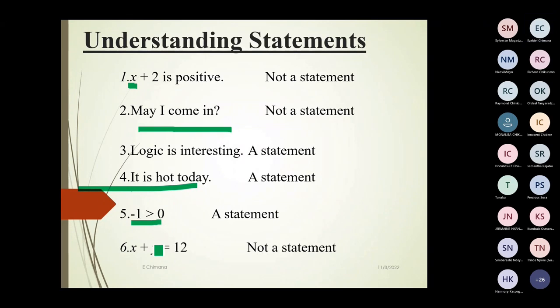Of false. For this one, x plus y is equal to 12 is not a statement. Why? Because x and y are variables. Those are not exact figures. So we do not know if x plus y is equal to 12 unless we suggested the value of x and y. So it's not a statement.